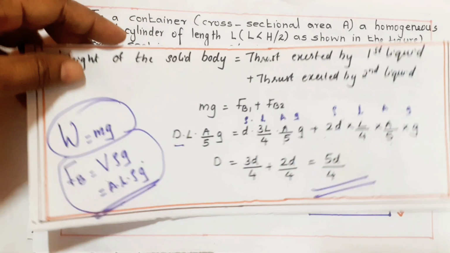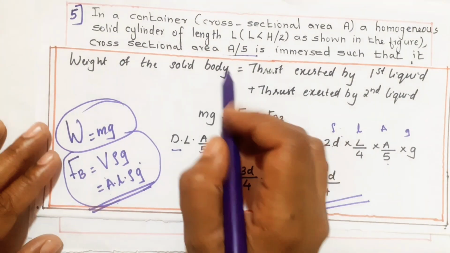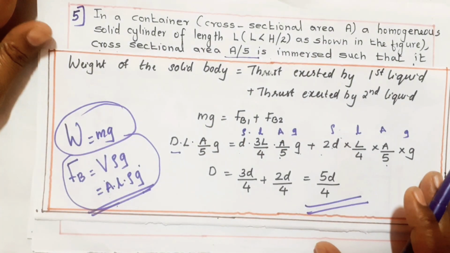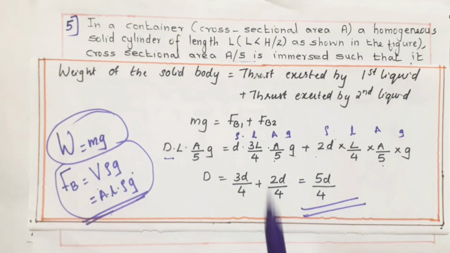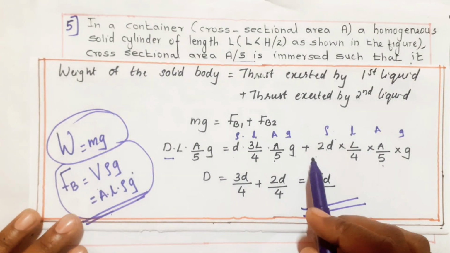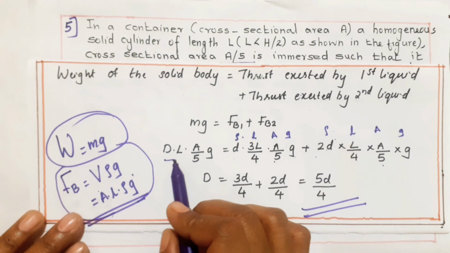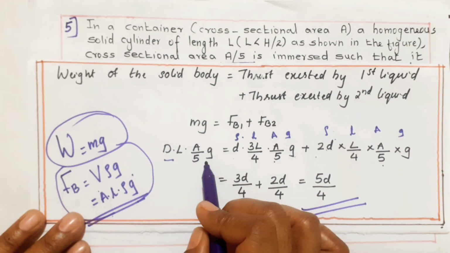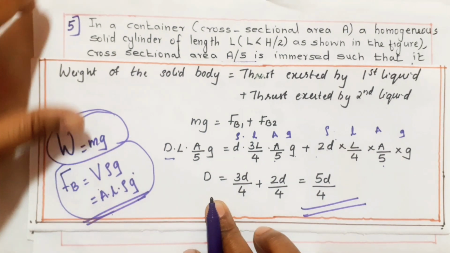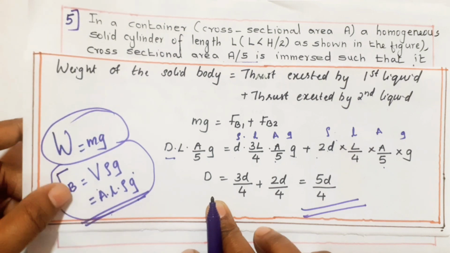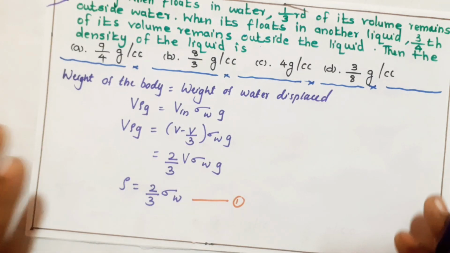So your equation I am writing as D into 3L by 4 into A by 5, because A by 5 is the area of cross section of the body they are given. Now after that, into G plus 2D into L by 4 into A by 5 into G. Then what I am doing? L into A by 5 G is common in all the terms. I cancel. Rest is D equals 3D by 4 plus 2D by 4, that equals 5D by 4. Clear? See the next question.